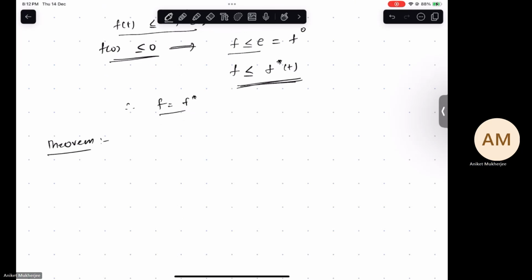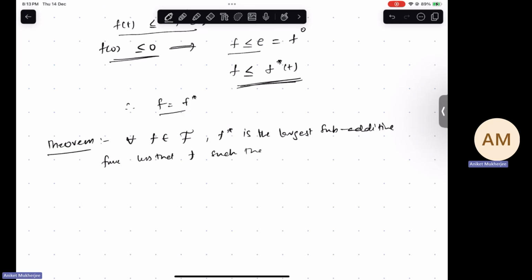Theorem. For all f belonging to F, f star is the largest subadditive function less than the function f such that f star of 0 is less than or equal to 0. So what this means is, let there be a function g less than or equal to f, with g of 0 less than or equal to 0, and g is subadditive. This implies g is less than or equal to f star.